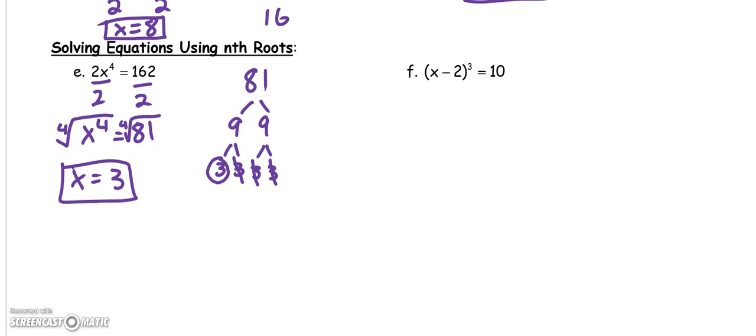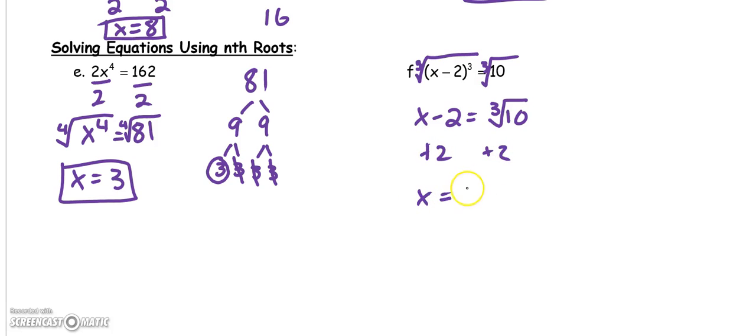Alright, looking at this one, again, here we're looking to get whatever is being raised to the 3rd power by itself. So that would be the whole parentheses in this case. And then there's nothing else on that side. So in this one, we can go ahead and just do the cube root right off the bat. So we have x minus 2 equals the cube root of 10, because I know 10 is not going to break down any farther. Then I can add 2 to both sides, and we get x equals 2 plus the cube root of 10.